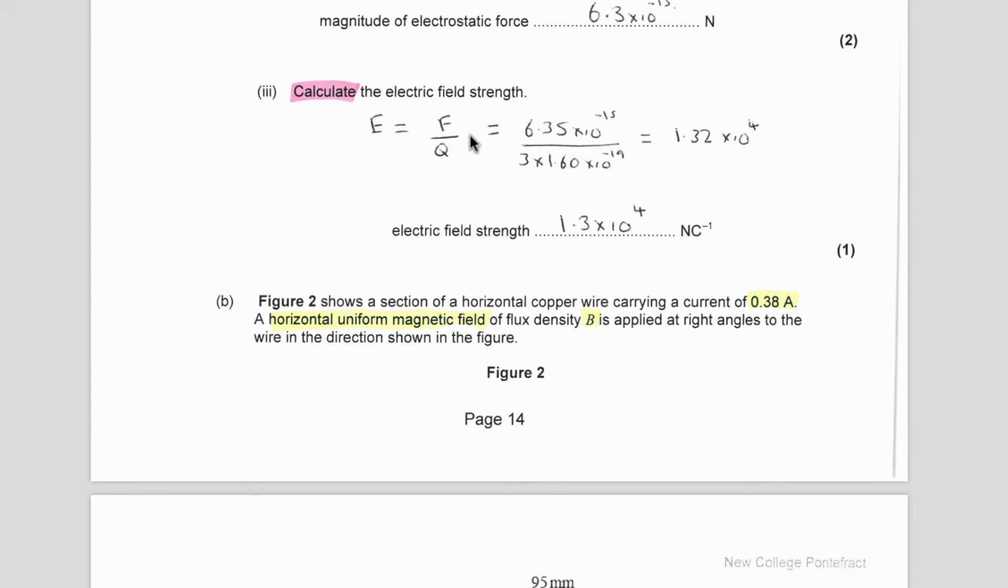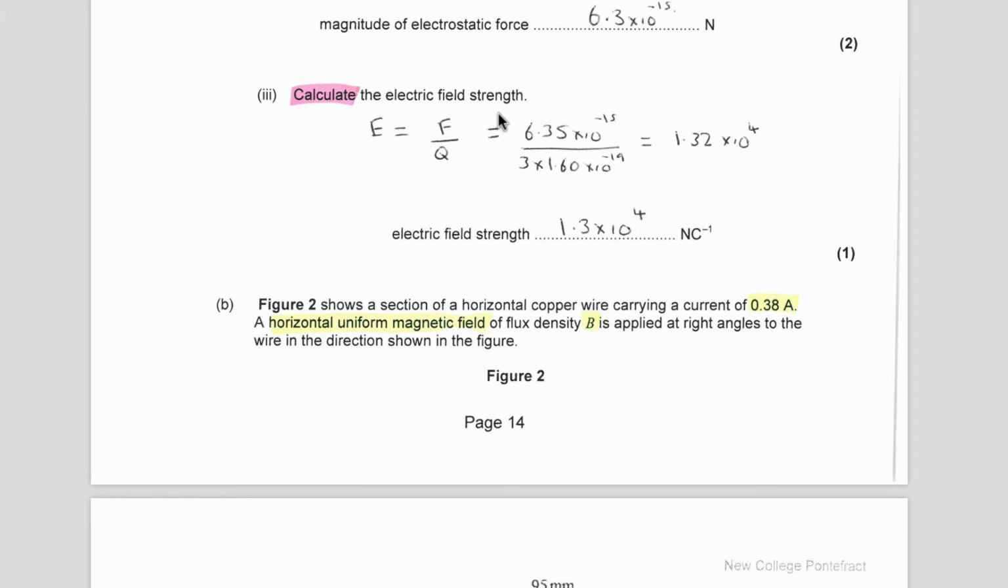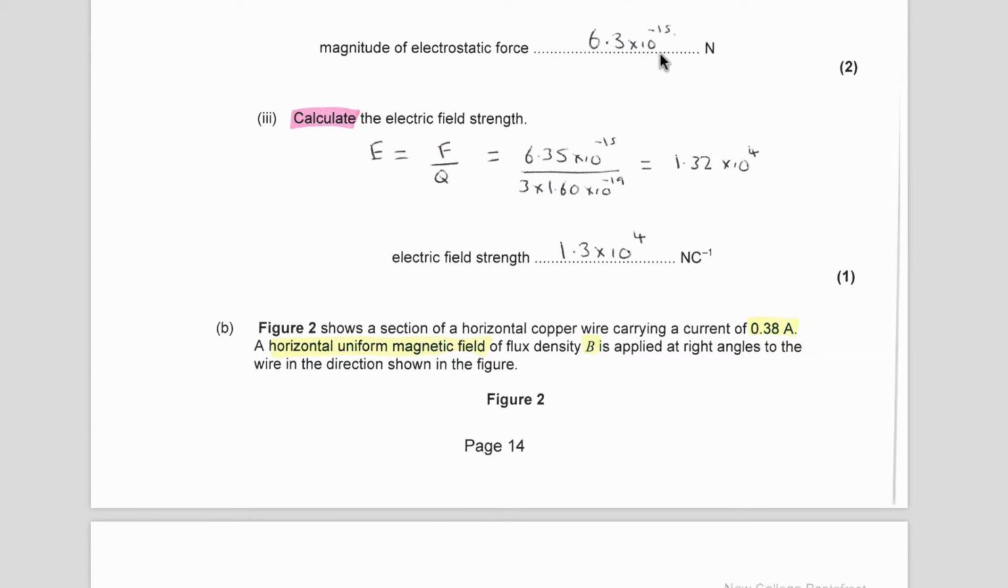Now that we know the force, we can answer part 3, which is to calculate the electric field strength. Electric field strength is defined as the force per unit charge. So to work out electric field strength, we simply take the force we've worked out up here, the 6.3 times 10 to the minus 15 newtons, and divide it by the charge of our particle. The charge of the particle is 3 lots of the charge of an electron, so 3 times 1.6 times 10 to the minus 19, and so the electric field is 1.3 times 10 to the minus 4.